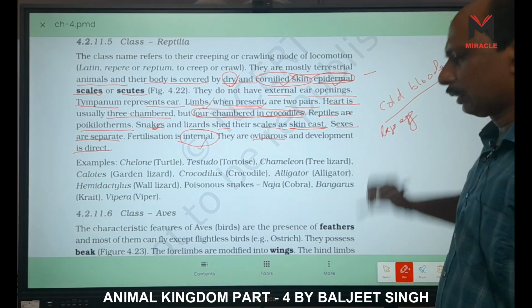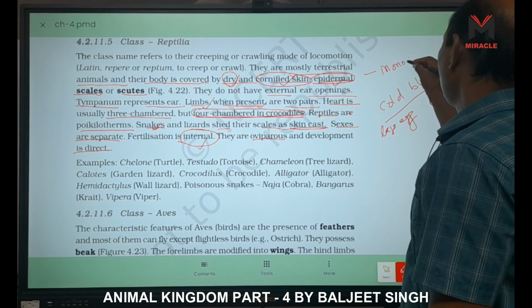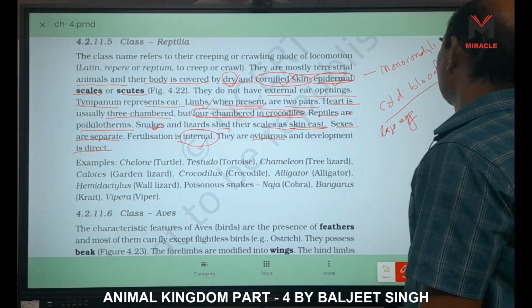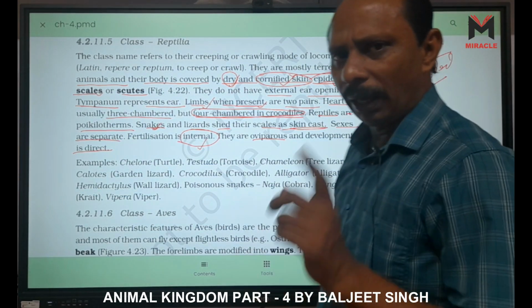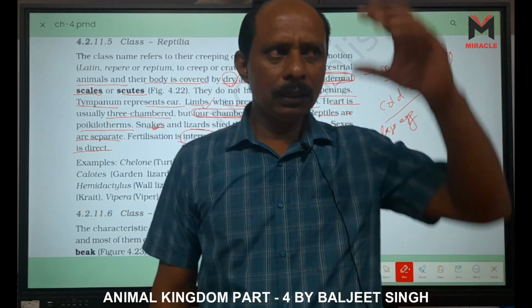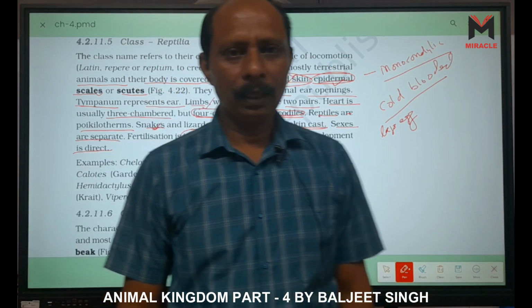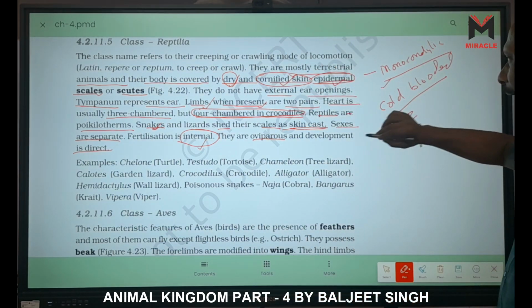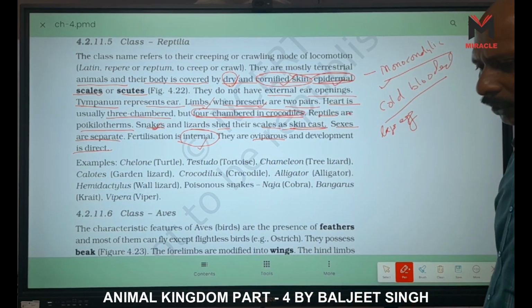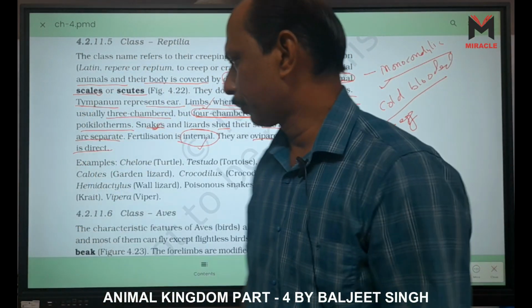Their skull, the occipital condyle, is monocondylic, right? In the case of amphibians, the skull is dicondylic, right? Amphibians are dicondylic, but in reptiles it is monocondylic. That's why they can move their head anywhere, right?